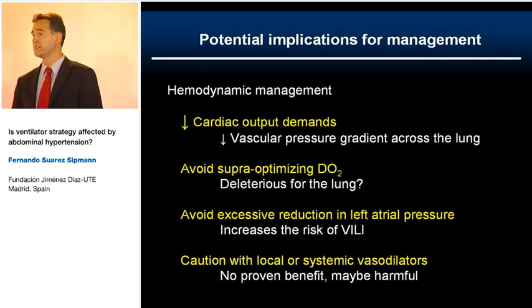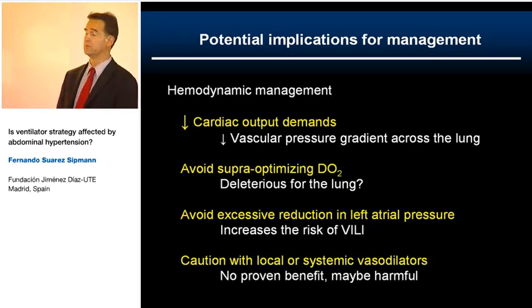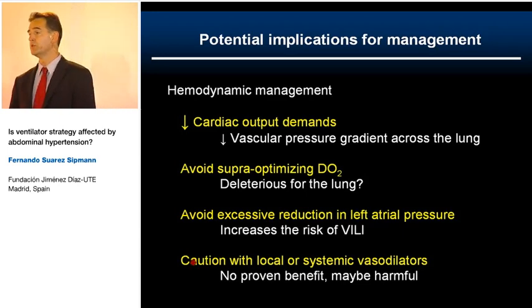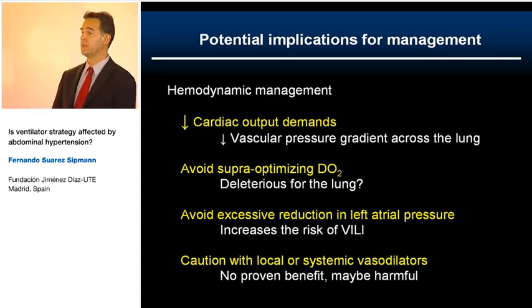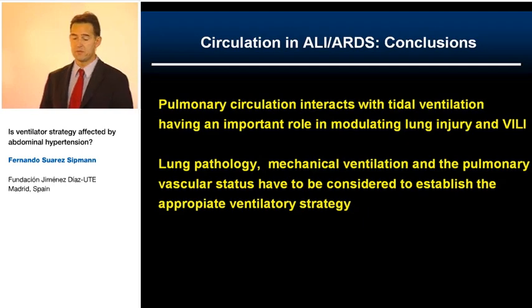We should also avoid excessive reduction in left atrial pressure by negative balance, because this increases the risk of VILI. And we should be cautious with local systemic vasodilators, because they have no proven benefit and may be harmful for the lung.